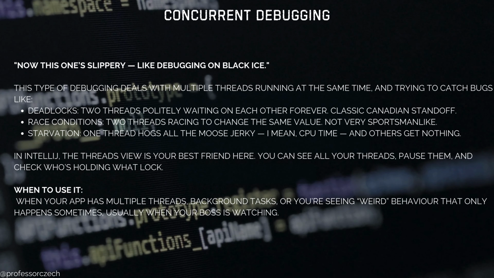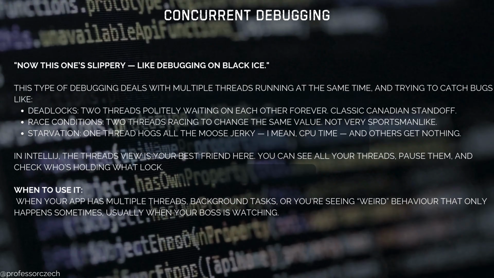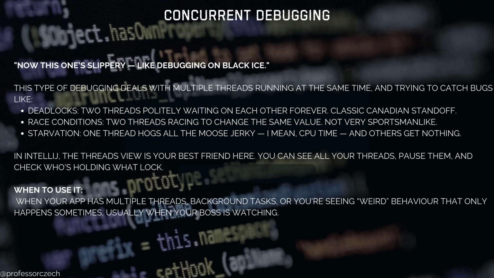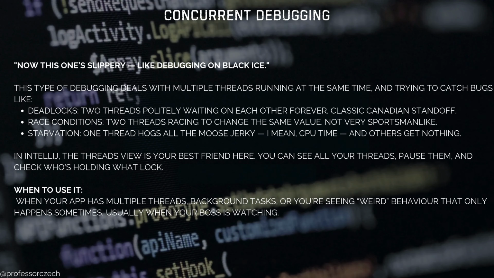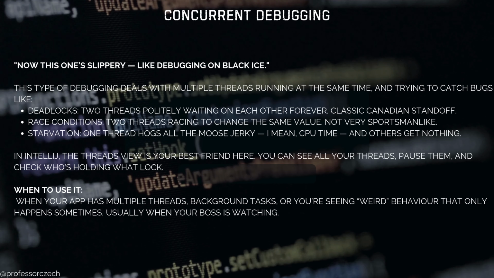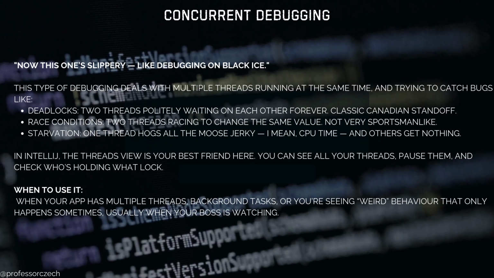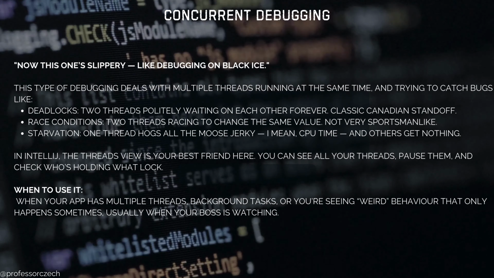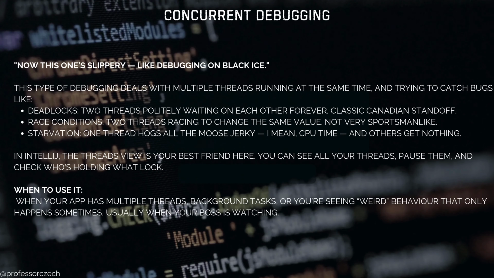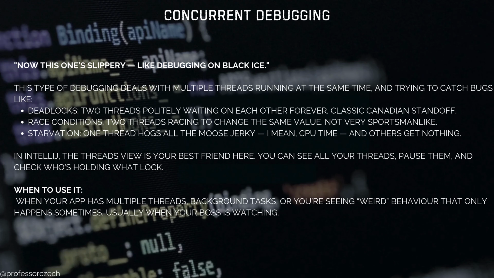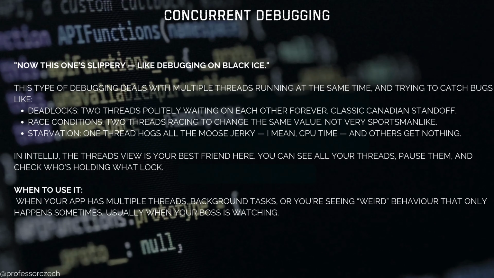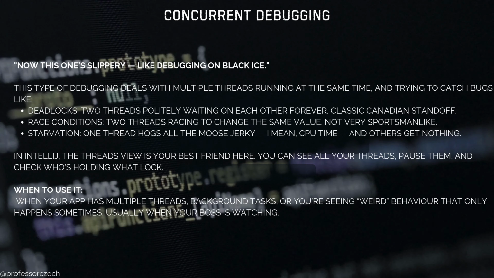For concurrent debugging, that type of debugging deals with multiple threads running at the same time and trying to catch all the bugs, like your deadlocks: two threads politely waiting on each other forever. Race conditions: two threads racing to change the same value. Starvation, where one thread hogs all the resources.